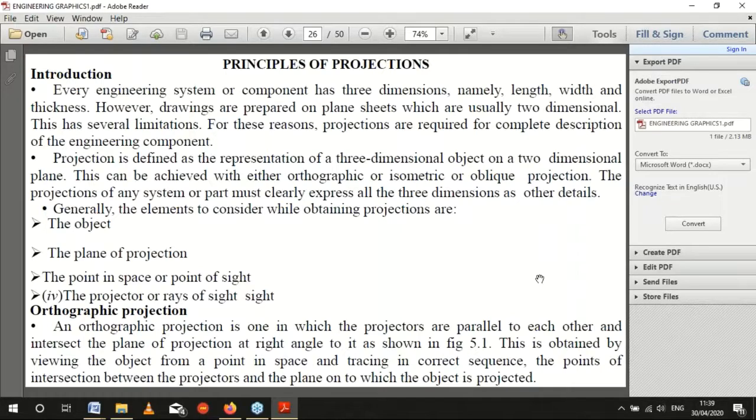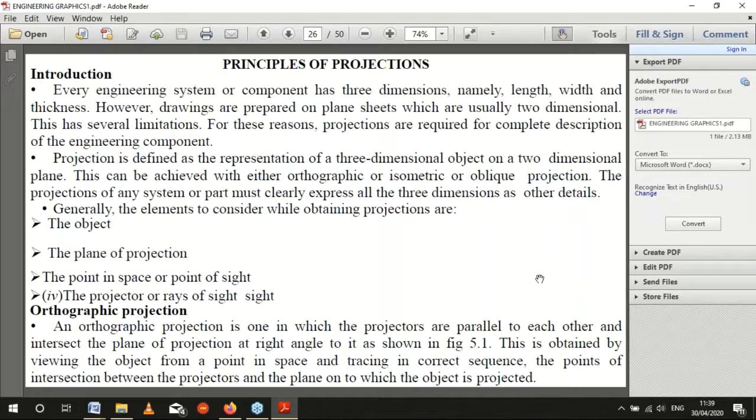You have to consider the object. Two, the plane of the projection. Three, the point in space or point of sight. Four, the projector or rays of sight. So these are the four elements to consider while obtaining projection. Now let's quickly look at them.